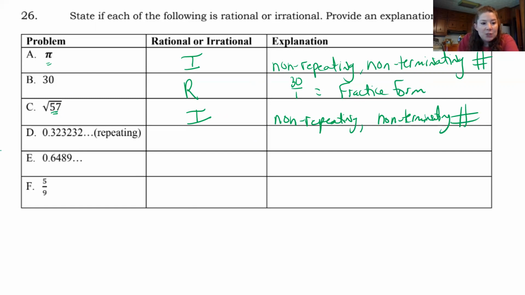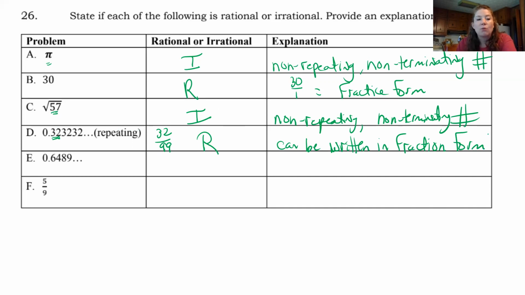All right, what about this repeating decimal, 0.323232? We have 2 numbers that repeat, so we can use a denominator of 2 9s. So we could write this 32 over 99. Well, guess what? That's a fraction, which makes this rational. It can be written in fraction form, or you could write it's a repeating decimal.